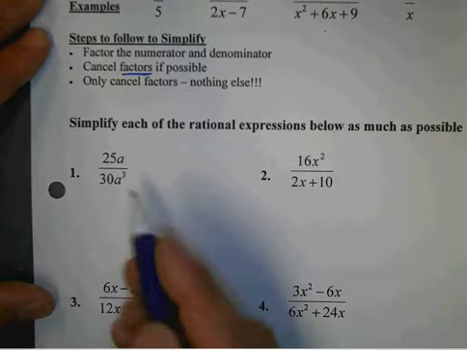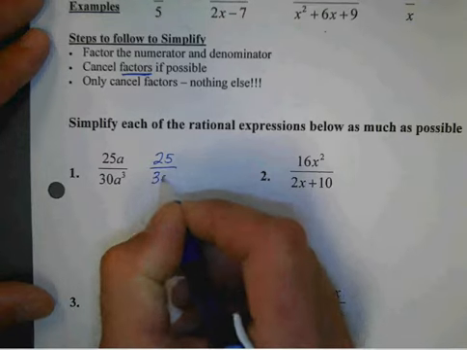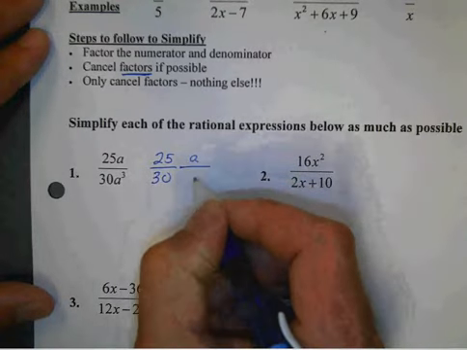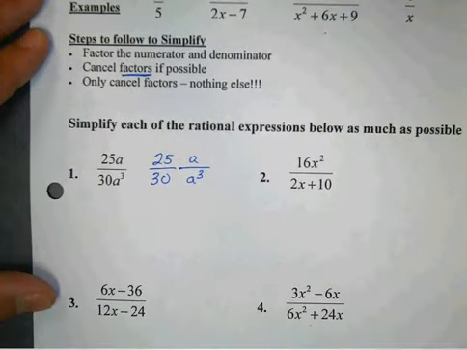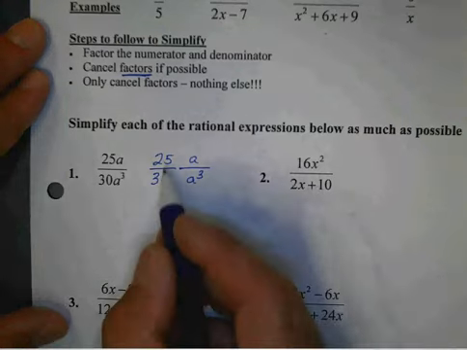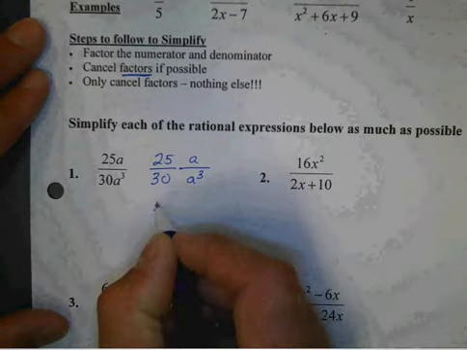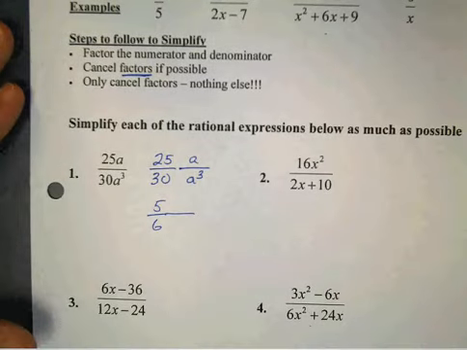25a over 30a cubed. If it helps, this is really two problems. It's really the numbers and the variables. What goes into both 25 and 30? Okay, so we divide each by 5. So that becomes 5 over 6. And now we have to look at our a's.